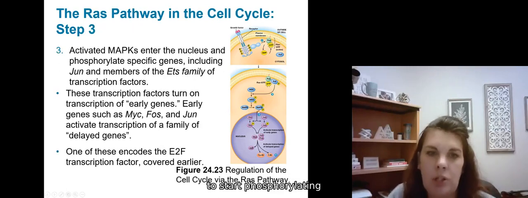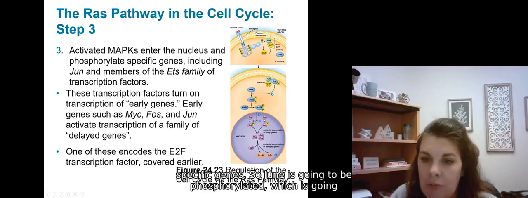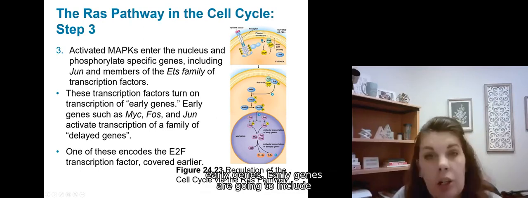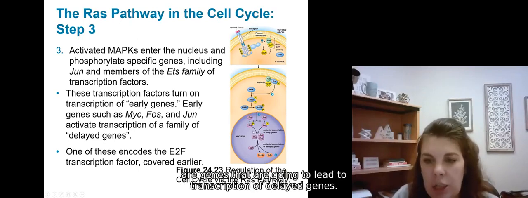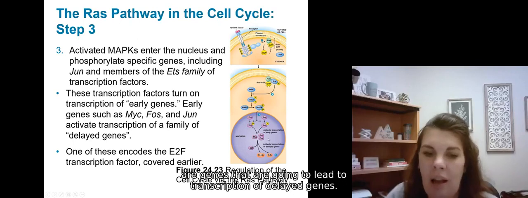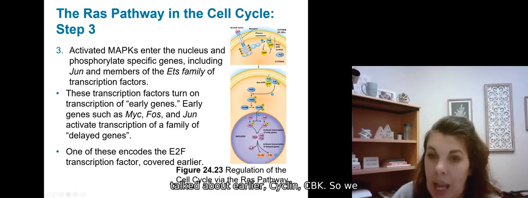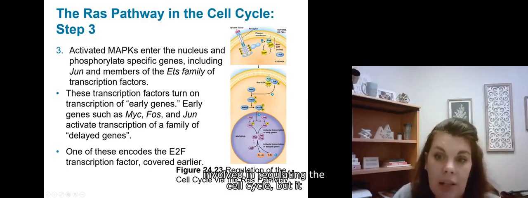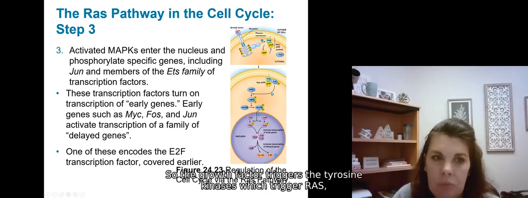When MAP kinase goes into the nucleus, it's going to start phosphorylating specific genes. So Jun is going to be phosphorylated, which is going to trigger the activation of early genes. Early genes are going to include things like MYC, Jun, and Fos. And these are genes that are going to lead to transcription of delayed genes. Some of these delayed genes include E2F, that's a transcription factor we talked about earlier, cyclin, CDK. So we already talked about how all of these are involved in regulating the cell cycle, but it has to be stimulated by this growth factor first.